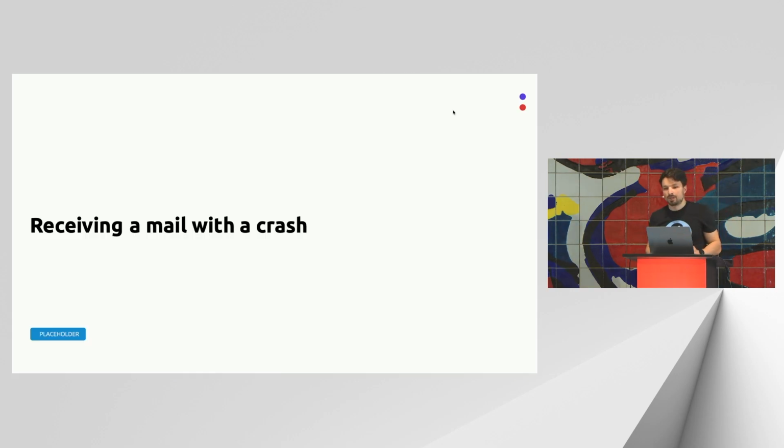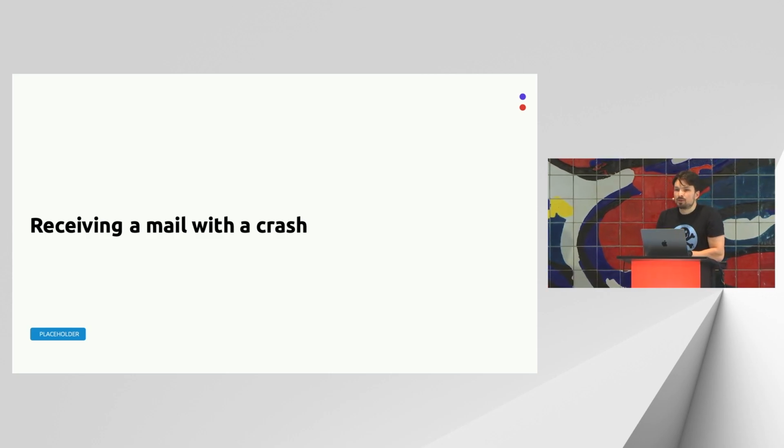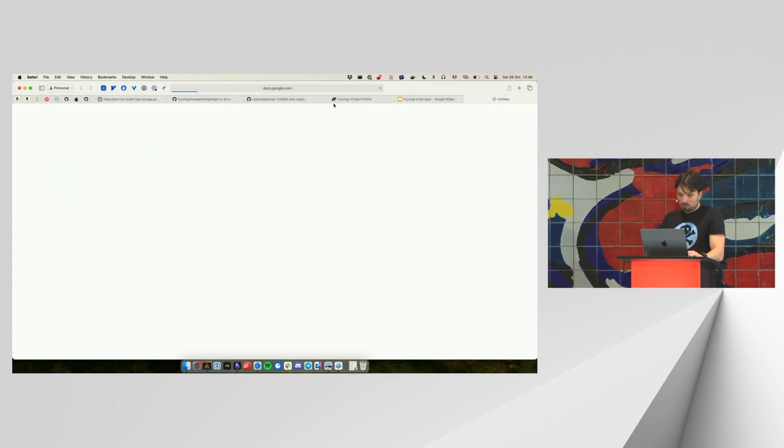So after doing these steps, you will hopefully get some mails from OSS-Fuzz. These are noticing you about some crashes, about some undefined behaviors which were met by the fuzzers. This is also a placeholder slide, so you will not receive an email, unfortunately, but you'll be able to see the template of the email using this link. I will do this from here.